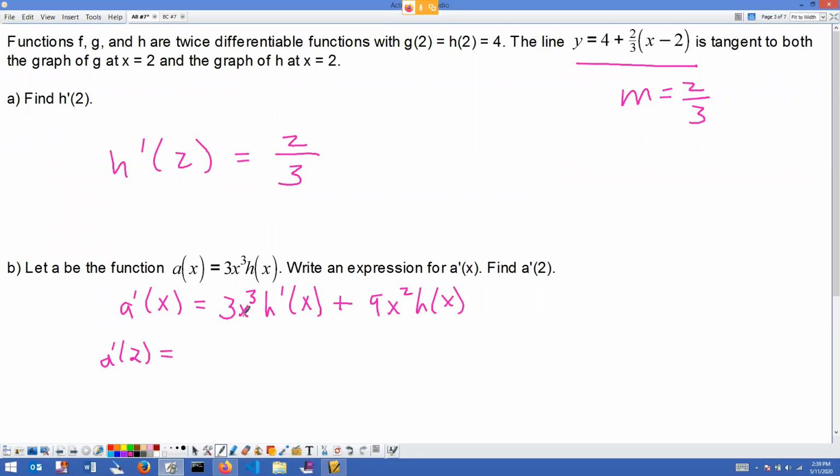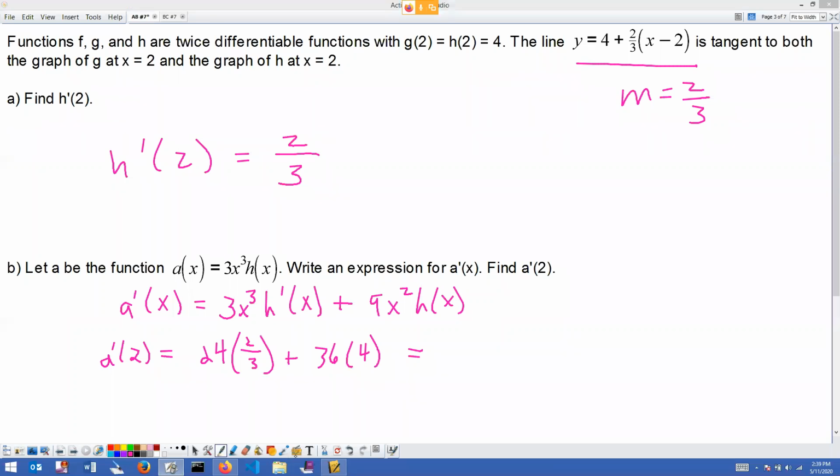should be 3 times 2 cubed, which is 24, times h prime of 2, which is 2/3. And then we've got 2 squared is 4 times 9 is 36, and then h of 2, which they gave you to be 4. And if you want to simplify that out and get an answer, you can, but you don't need to because it's a numeric answer and you don't have to simplify them. So if we want to, we can. That's what, 16 plus 144. Is that right? So 160.